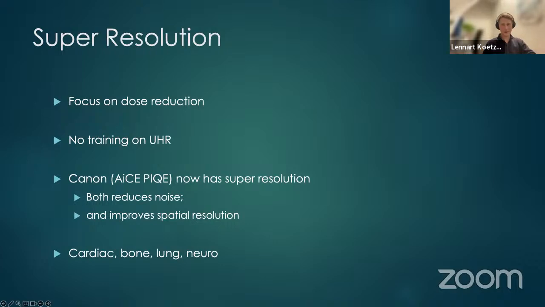This high resolution imaging can potentially be useful, for example, in cardiac imaging, for imaging stents or reducing blooming artifacts. In bone imaging, the trabecular bone can be imaged sharper. In the lung, for example, we might see deeper bronchial branches, or in the brain, we can delineate vessels even more precisely.